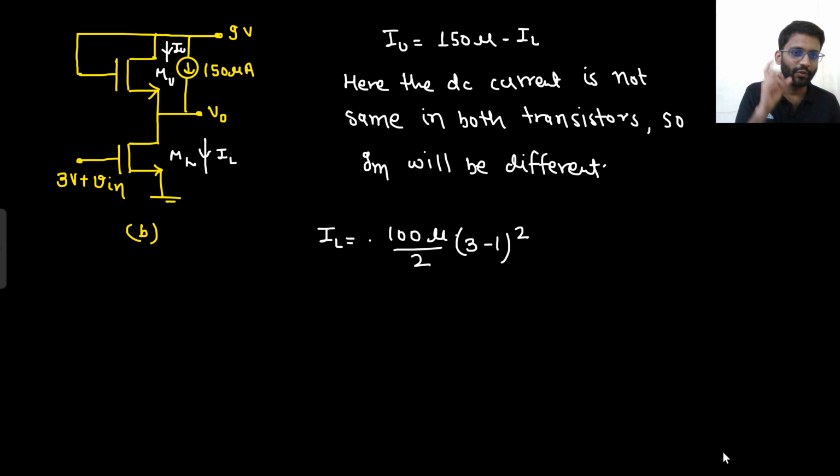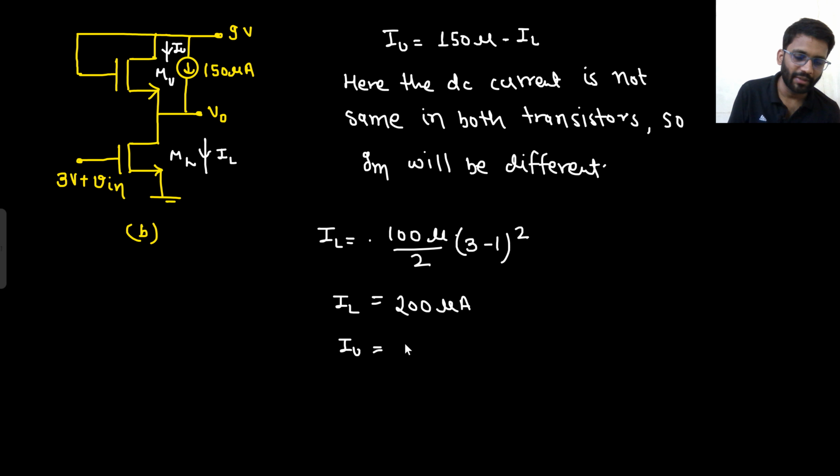What did I do here? I am calculating the value of IL so that I can get to know the value of IU. So IL is 100 micro by 2 times VGS minus VT whole square. This is 4, so it would be 200 micro. So the IL value is 200 micro. What will be the IU value now? IL is 200 micro, so IU would be 50 micro, right?